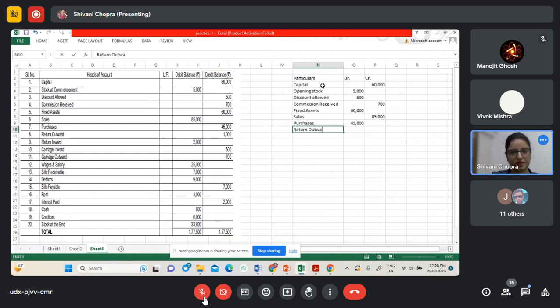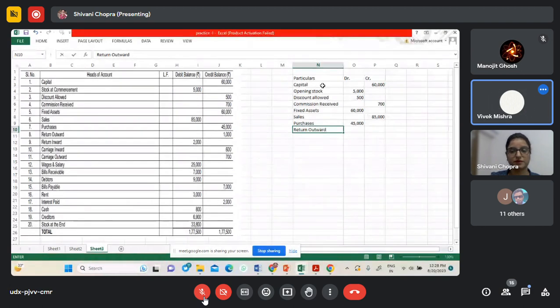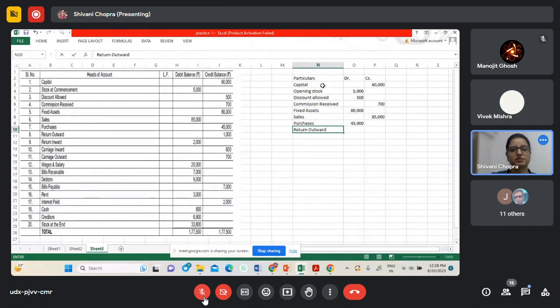Return outward. Return outward refers to what? Purchases return. So it will have an inverse entry of purchases, 1000. Then you have return inward. What is return inward? 2000. So it is sales return.